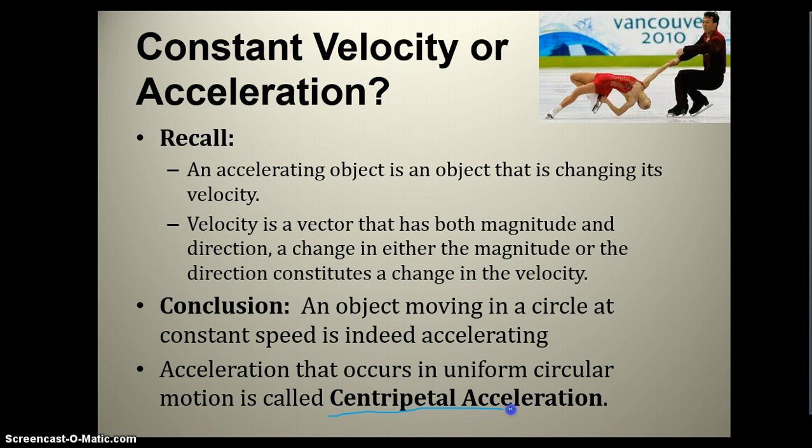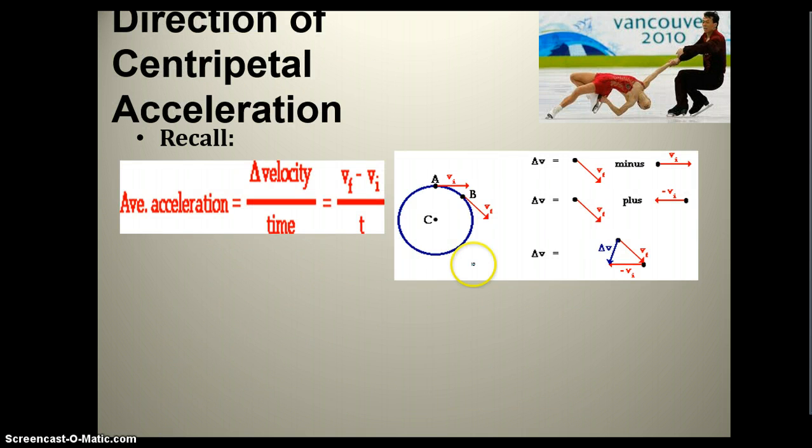This acceleration is known as centripetal acceleration, which is center seeking. Your acceleration is pointing towards the center. When we do the calculations for circular motion, you find that your change in velocity is always pointing towards the center of the circle, no matter what those changes are. So VF minus VI divided by t will always point towards the center. So that is something that we need to remember.